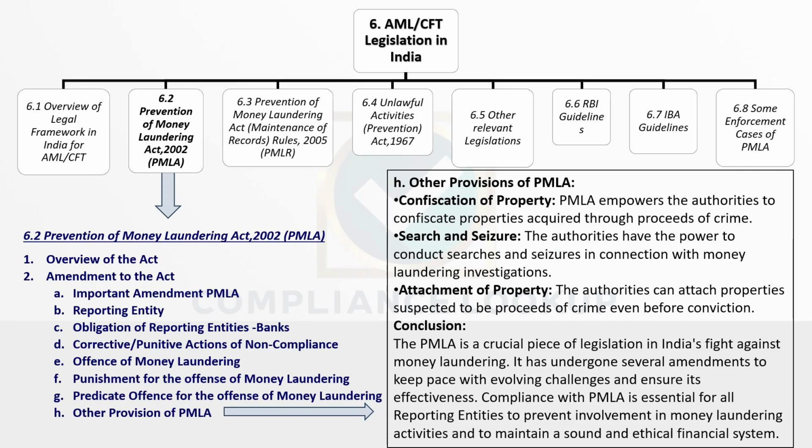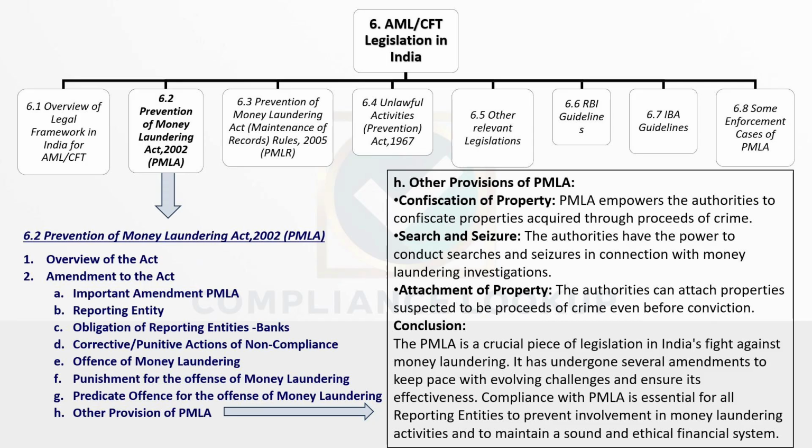H. Other provisions of PMLA. 1. Confiscation of property. The authorities can confiscate properties acquired through proceeds of crime. Example: if a criminal uses laundered money to buy a house, the house can be seized by authorities. 2. Search and seizure. Authorities are empowered to conduct searches and seizures to gather evidence related to money laundering activities. Example: law enforcement officers can raid a suspect's home and seize documents or cash related to illegal transactions.